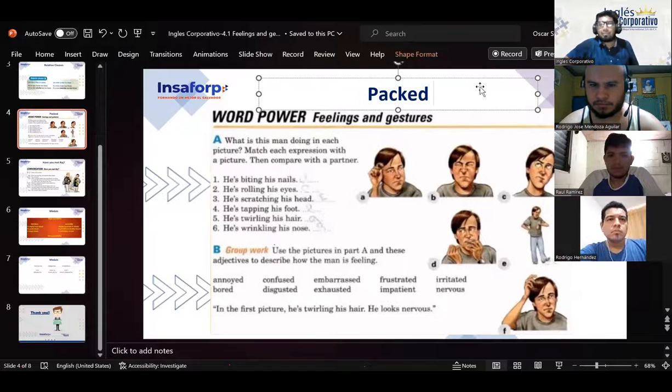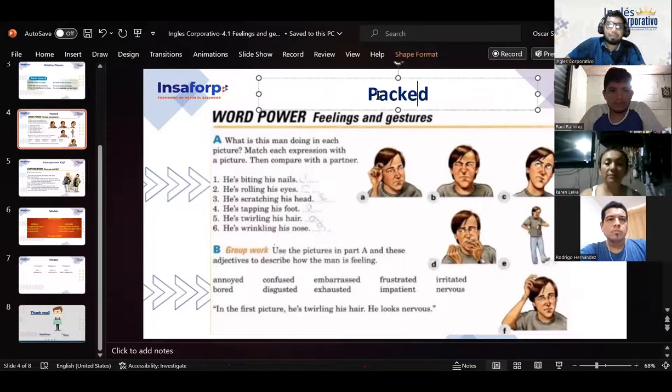And another one that you can use is crowded. You spell it? Packed. Yeah, it's here. Okay. Can we also say crowded? Yeah, I was about to say that. You can also say crowded. You know, it was crowded.